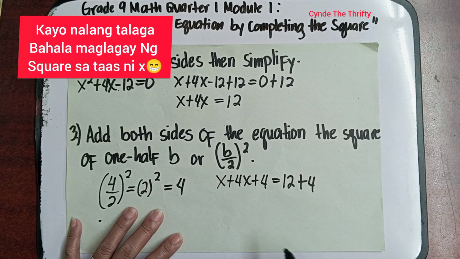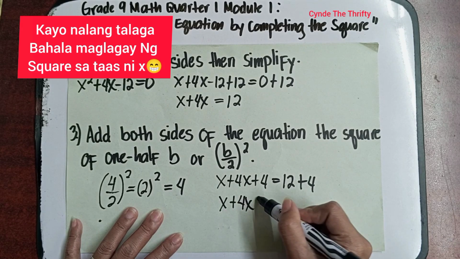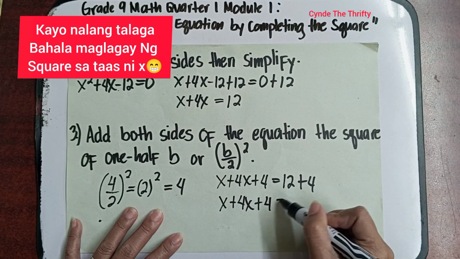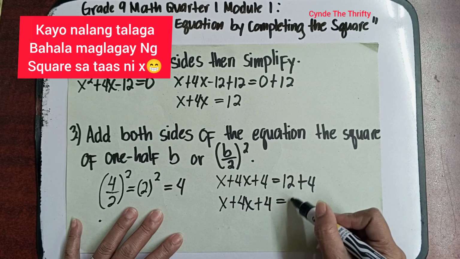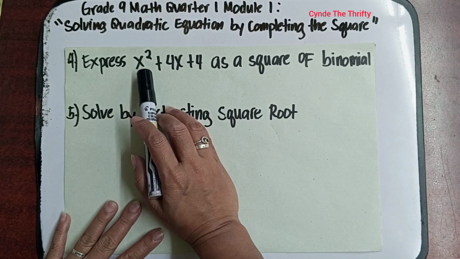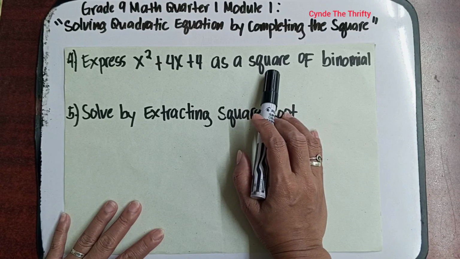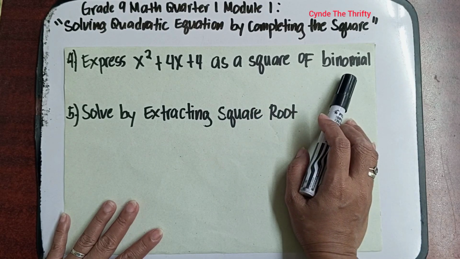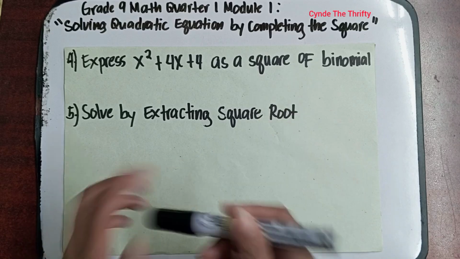Then, isimplify natin. So, x plus 4x plus 4 is equal to 12 plus 4 is equal to 16. Ang step 4 natin, express x squared plus 4x plus 4 as a square of binomial. Okay, so i-express daw natin itong ating equation as a square of binomial.